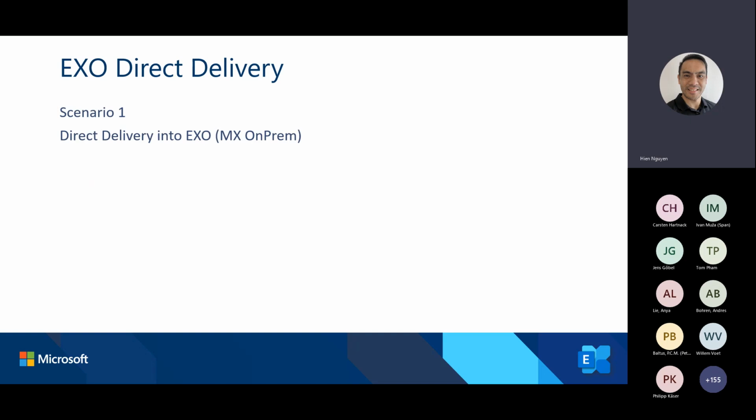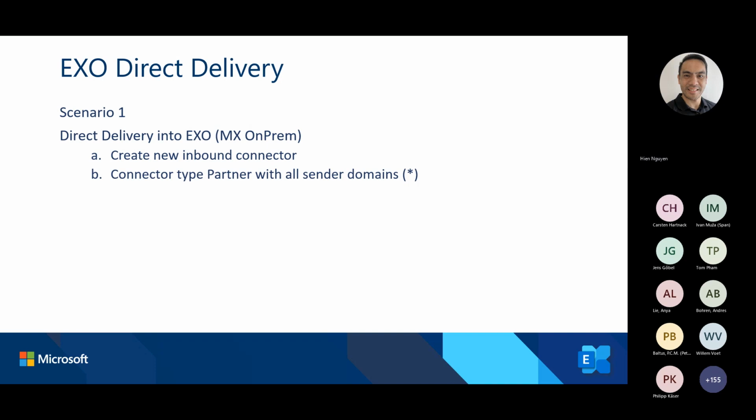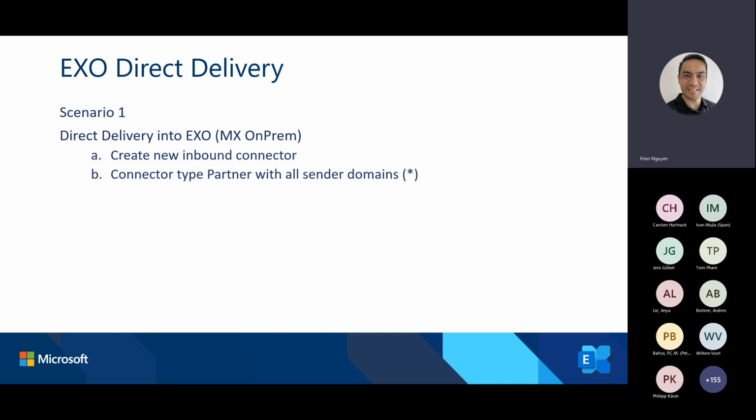So direct delivery, how do we block this? Your MX is on-prem, but you're getting direct delivery into XO. So what we do is we create a new inbound connector. The connector type will be partner with all sender domains. So any domain, we require TLS to be true. So then any email that arrives into Exchange Online requires the use of a certificate.